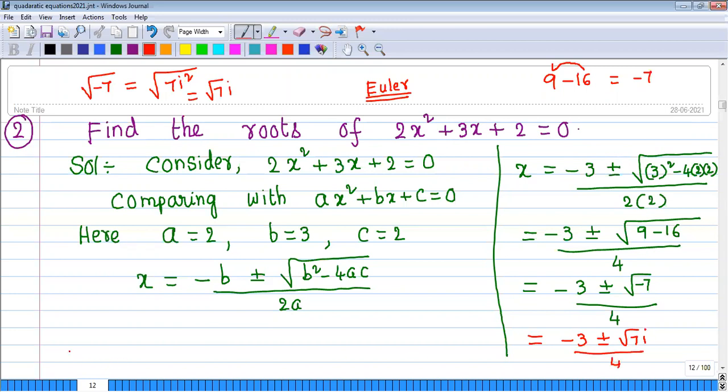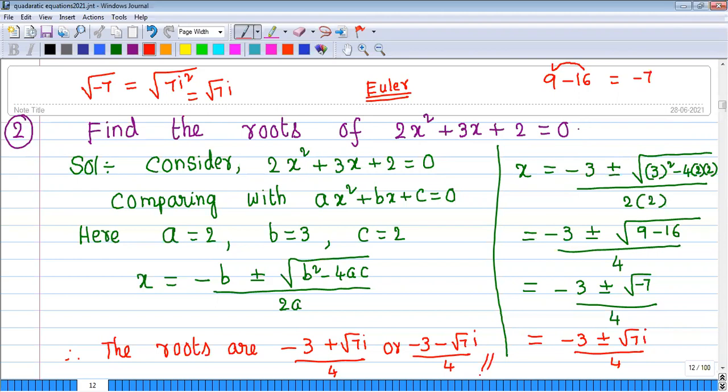So I'm writing the answer here. The roots are minus 3 plus root 7i by 4, or the second root, minus 3 minus root 7i upon 4. This is the answer. It has two roots, and two roots should be written.